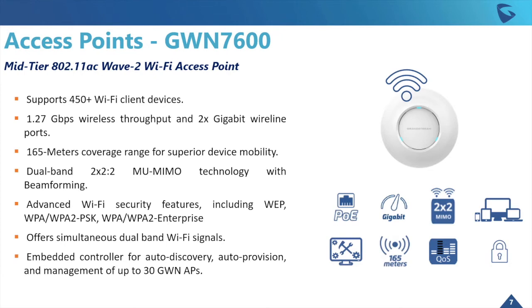The next model is the mid-tier 802.11ac access point, the GWN 7600. This model supports the 802.11ac Wave 2 standard, which is a second version of the 802.11ac standard, and it introduced some enhancements to increase the data rate of the access point and to support more connected devices by adding new wireless capabilities such as multi-user MIMO technology, the support of up to 4 spatial streams per access point, and the use of wider channels of up to 160 MHz.